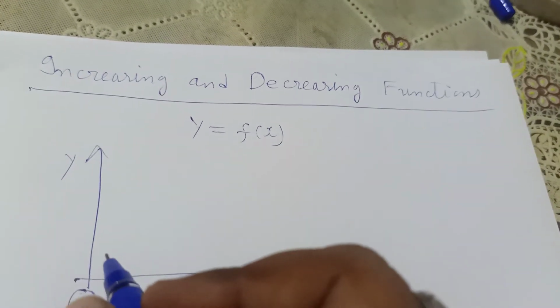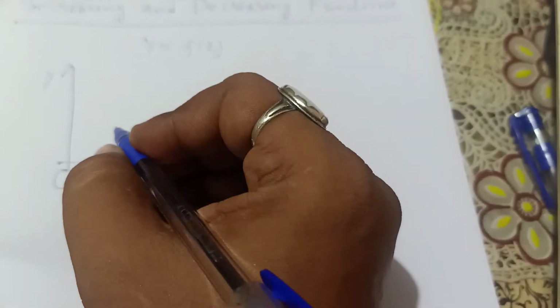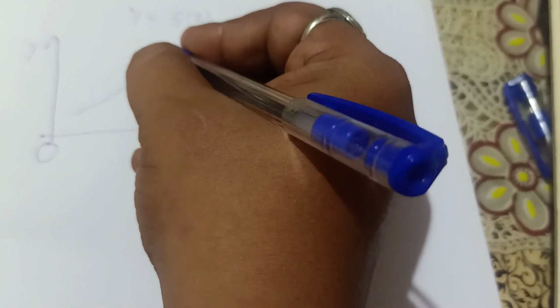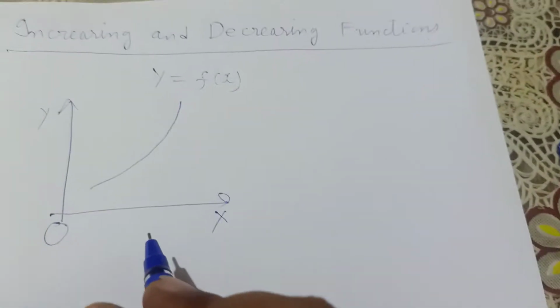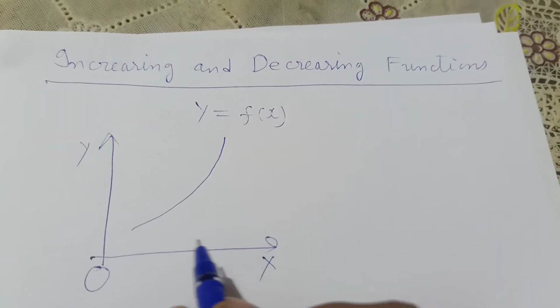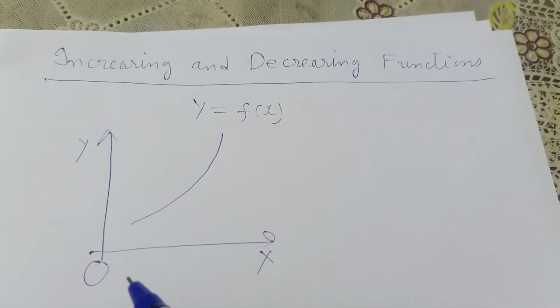One condition may be when x increases, y also increases. So the curve of this function may be like this. From this curve it is clear that when x increases, y also increases. So this is the graph of a strictly increasing function.